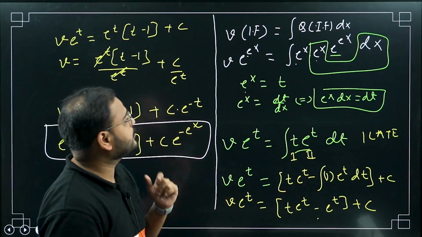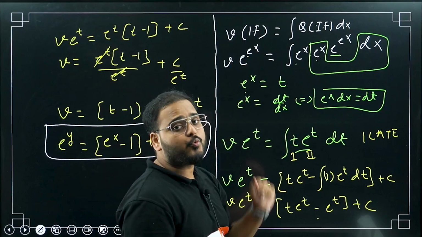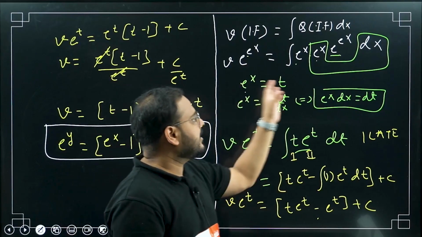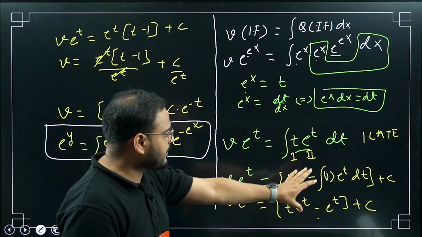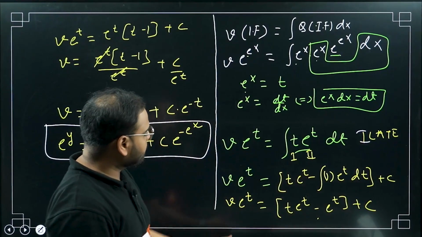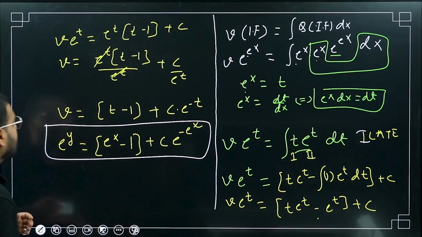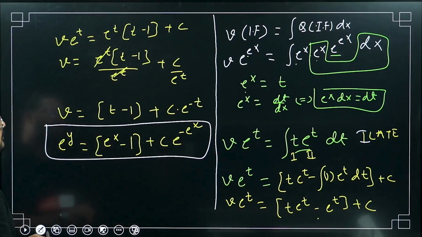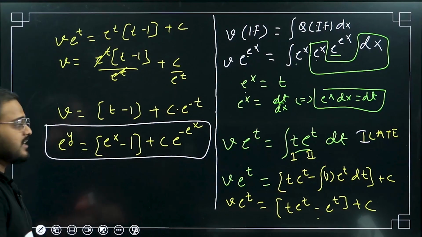Statement of the solution of the differential equation: v times IF equals integral of q times IF dx. Integration I have done, again using integration by parts, to get my final answer: e power y equals e power x minus 1 plus c times e power minus e power x.